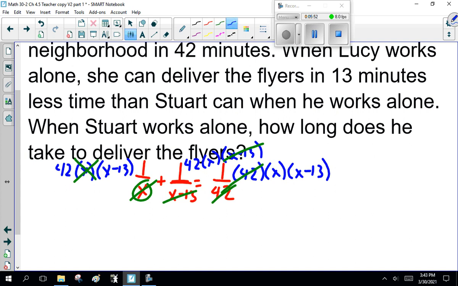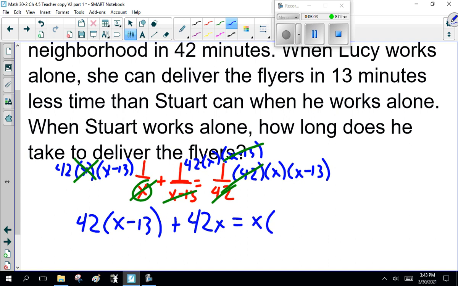So we'll be down to 42 times x minus 13 plus 42x equals x times x minus 13. Now all of a sudden, this looks a whole lot like what we were solving earlier. So I'm going to pause the recording, and I want you to multiply this out and solve for x, or at least get to the quadratic part, and come back and compare answers.